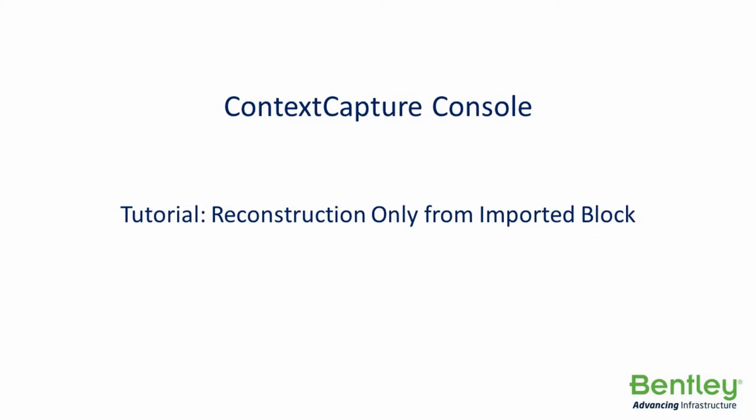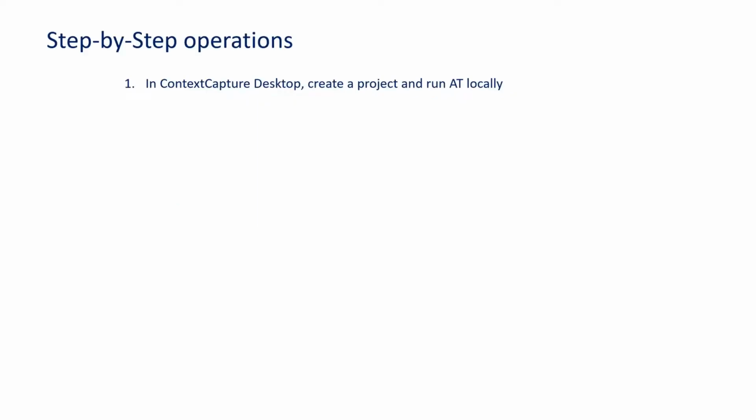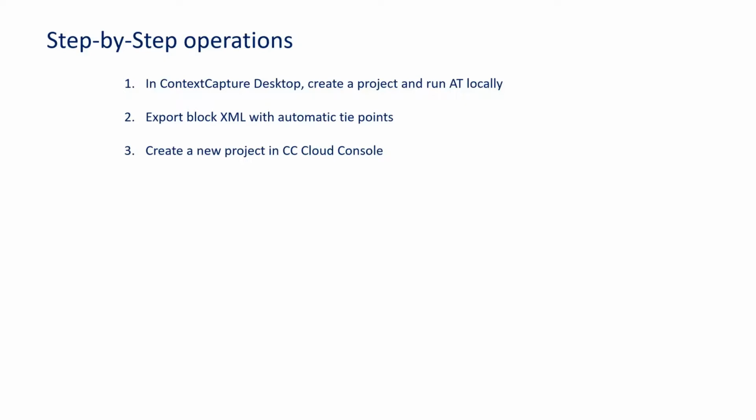ContextCapture Cloud Console tutorial on reconstruction only from imported block. So step one is in ContextCapture Desktop, you're going to want to create a project and run the AT locally. Step two is to export that block XML with automatic tie points. Step three is to create a new project in the ContextCapture Cloud Console. And then step four will be to run the reconstruction only.